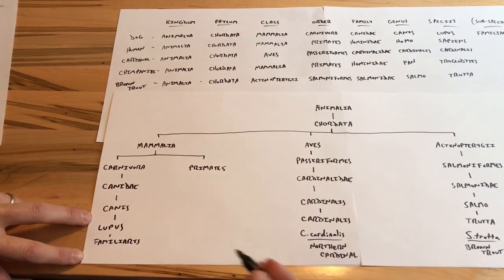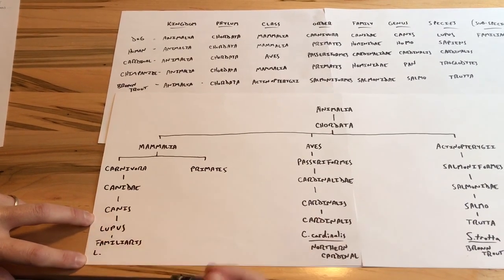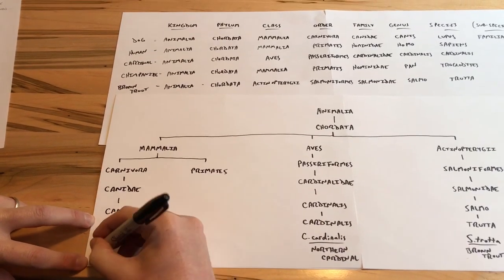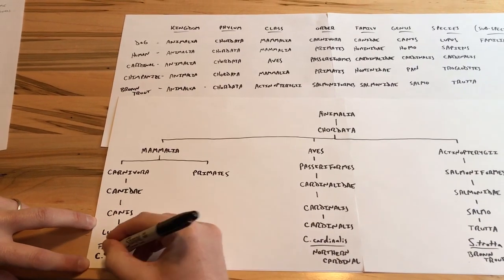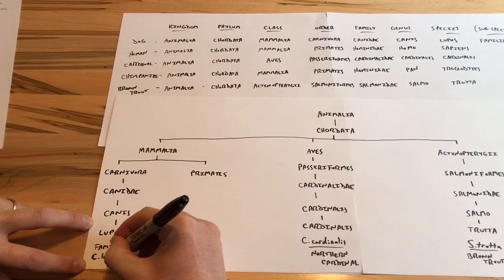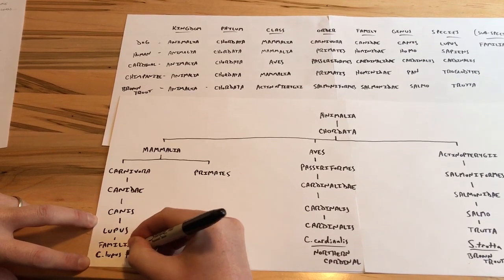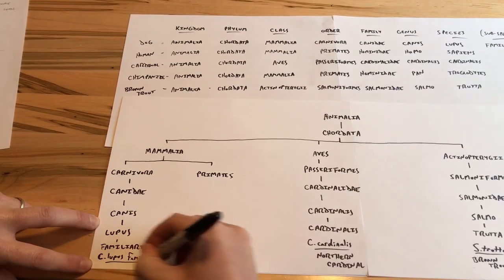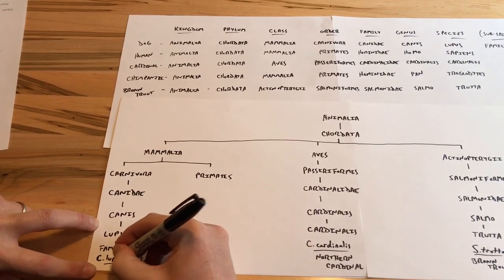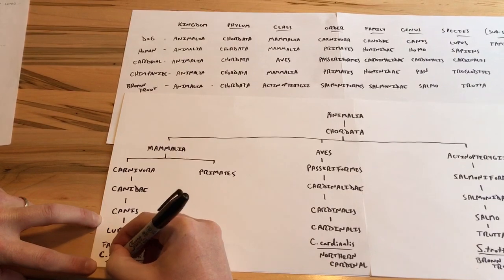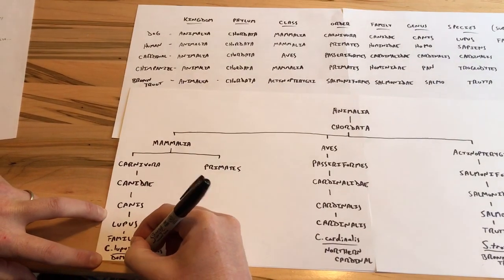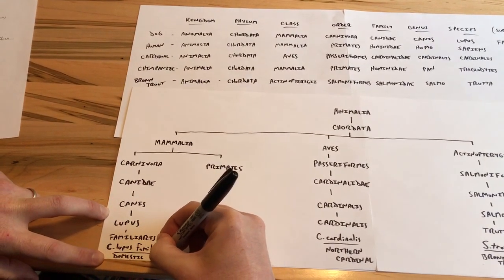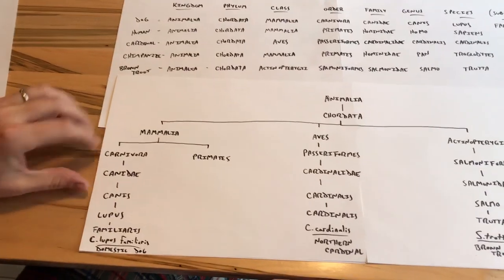And so to write that one out, it would be C for Canis, then you write out Lupus, then you write out Familiaris. And then we'd underline it, and then we're just going to write domestic dog. And that would be it for that one.